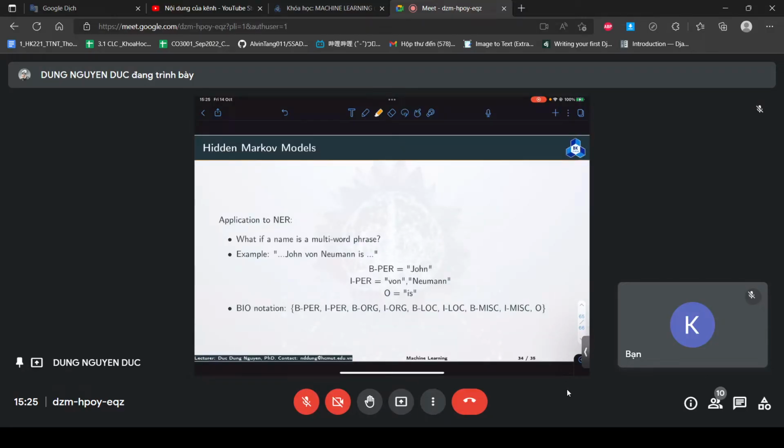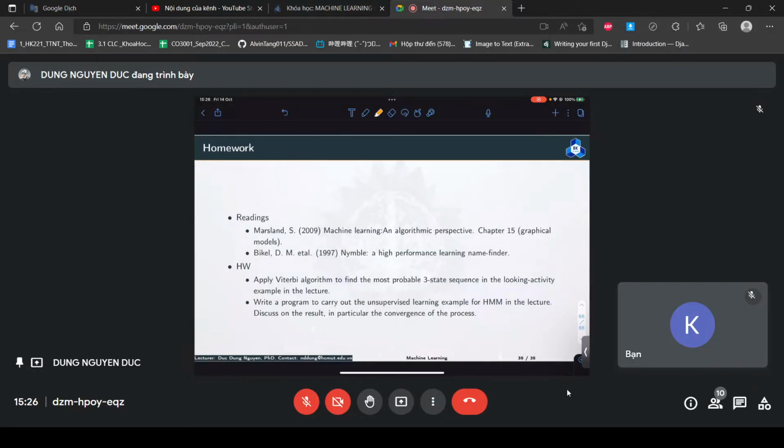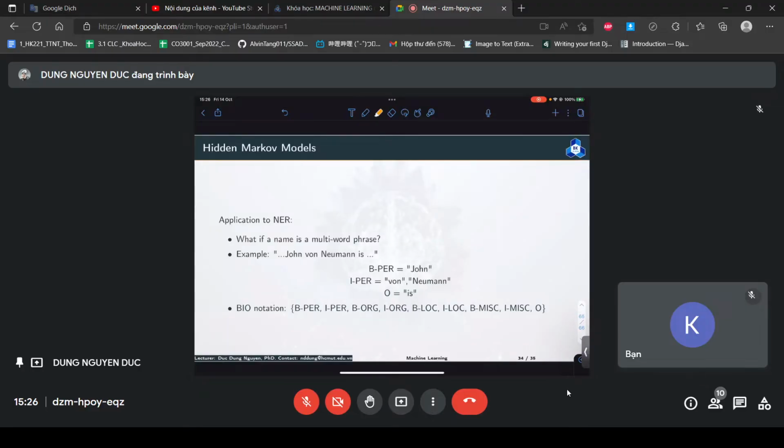And this is some other note. Maybe for a person, some label, we have several parts, like the beginning, the intermediate, and the ending. If that is the case, then you may have more hidden states in the setting, but that's not a problem. Okay, so that's it. That's all about the hidden Markov models.